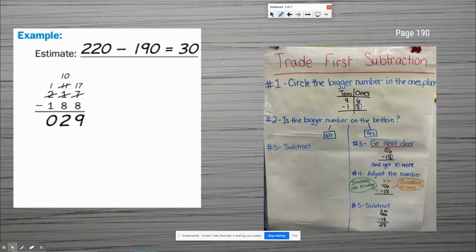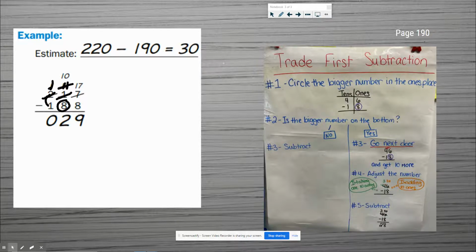And they did it a little bit different. They started in the hundreds. We can do 2 minus 1, but we would circle the 8, and I can't do that. So I would go to the 2, take one of those away. That's a 10 tens, which would make 11.